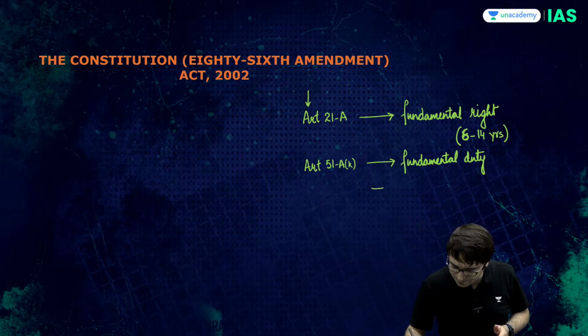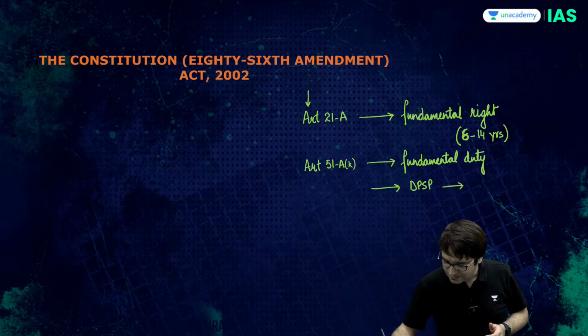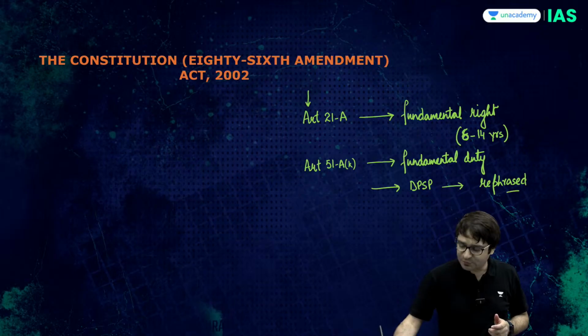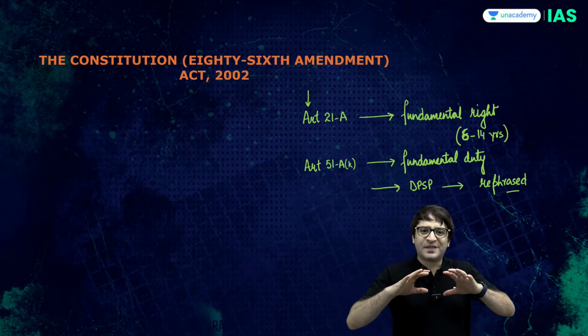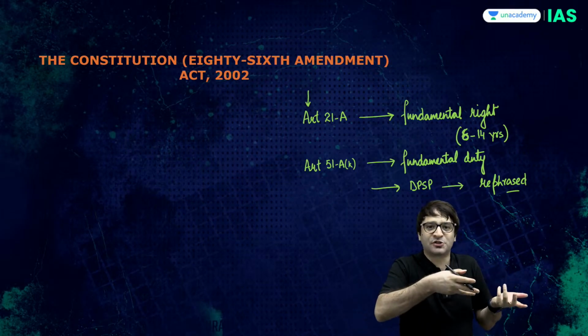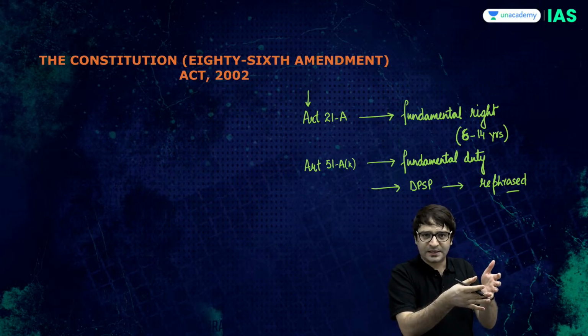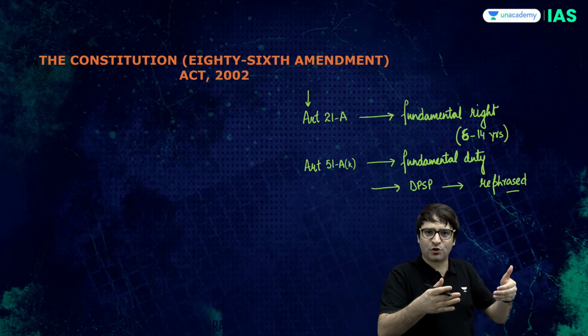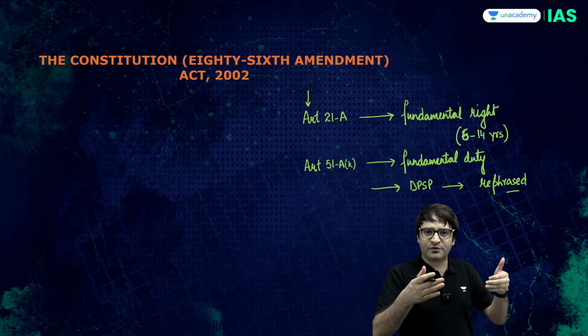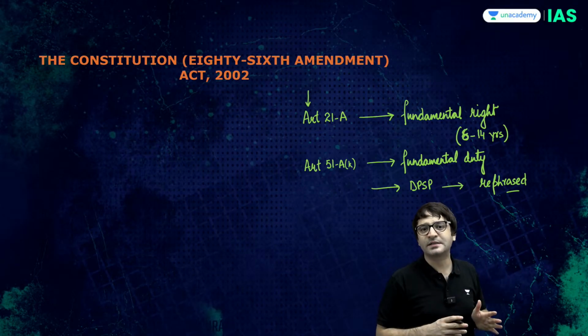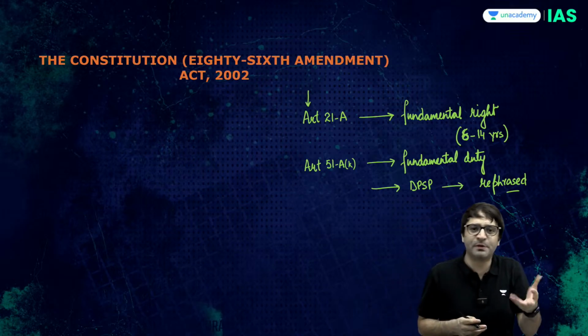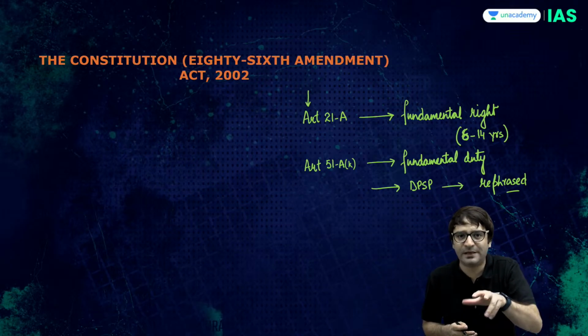And a directive principle was also rephrased, because previously this right to education was a directive principle. So it was a positive obligation on the state that you have to take steps to ensure education for all the children in the age group of 6 to 14 years. But now this directive principle became a fundamental right because of this amendment.